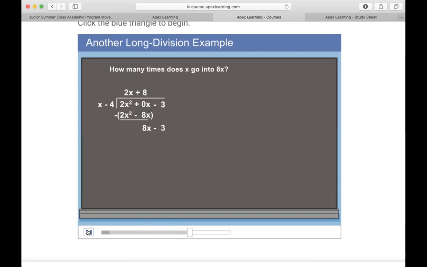All right, then we multiply 8 by the entire thing. And we're going to have our 8x minus 32. Okay. We subtract that quantity, so that ends up negative 3 plus 32, which ends up with a remainder of 29, okay?